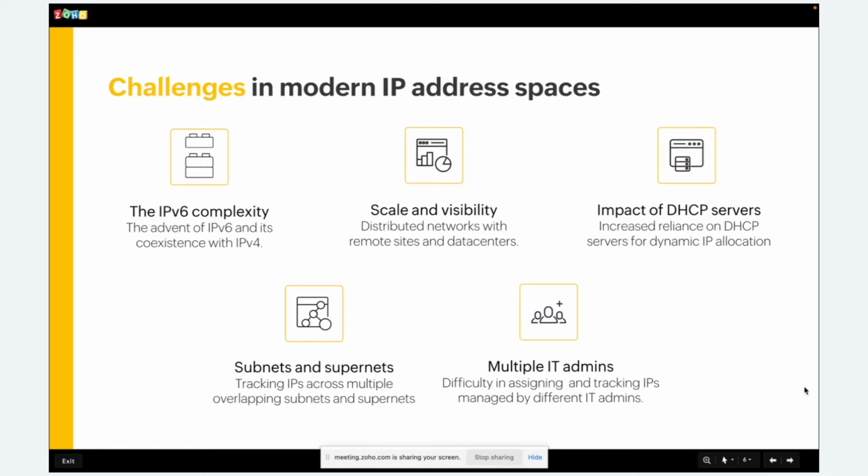And then we have the challenge of different subnets and supernets. Networks today have multiple subnets, and with route aggregation, we have multiple supernets as well. So tracking IPs across multiple subnets and supernets becomes quite a challenge. You need to know how subnets are structured. You need to know where the IPs in a particular subnet overlap. How are the IPs utilized in different subnets? Because that helps you effectively plan your network, allocate resources, and run your IP address space. But that is a challenge if you do not have a proper IPAM strategy and a proper IP address management tool.